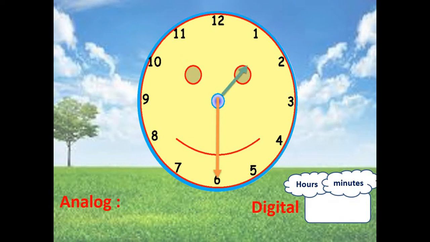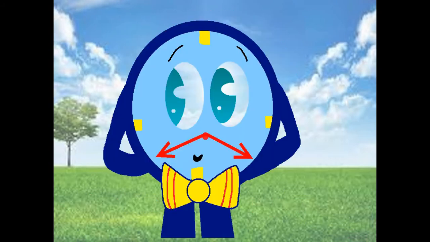Last one. In the analog here, we're gonna say half past 1 or 2? Exactly, 1. Half past 1. And in digital, in the hours, 1. And in minutes, 30. Now let's solve more exercises. Let's go.